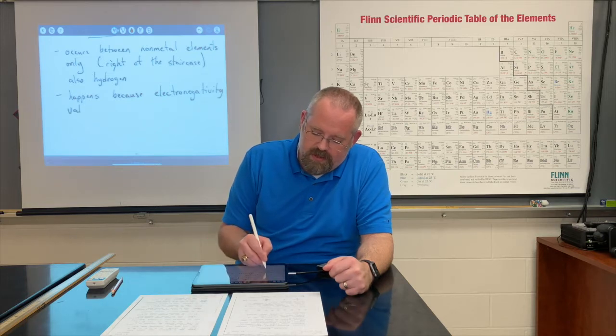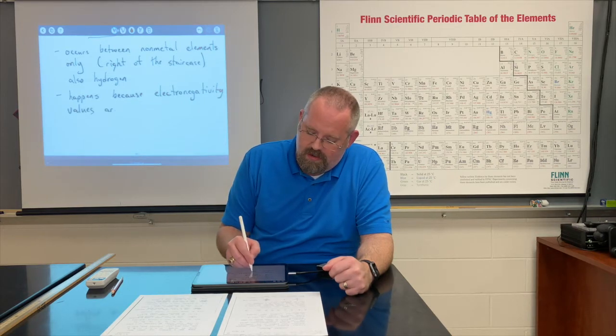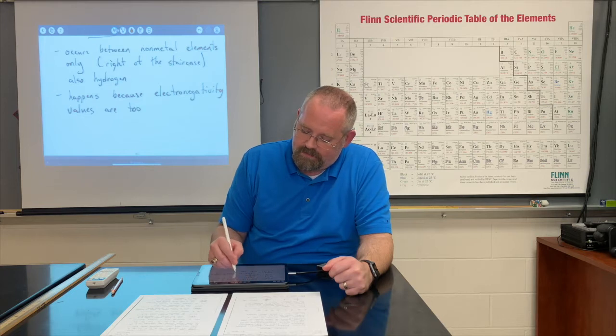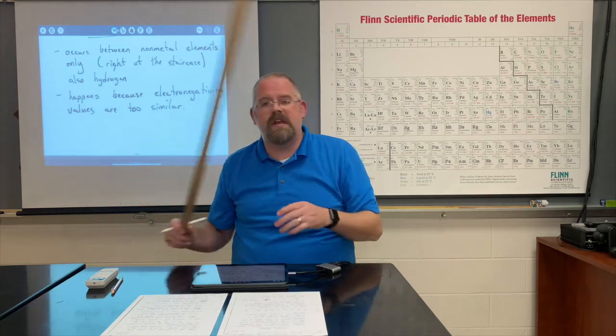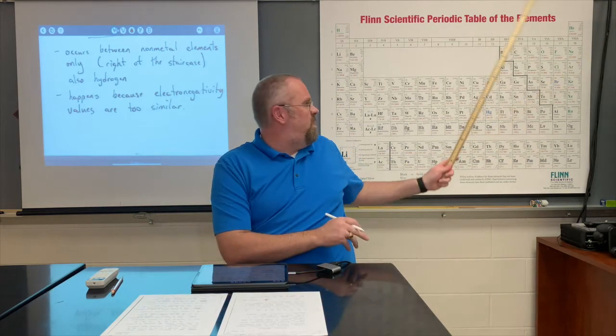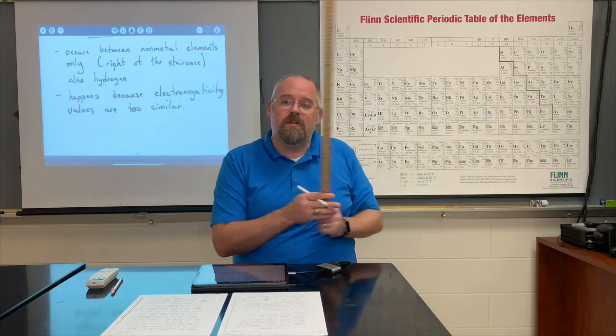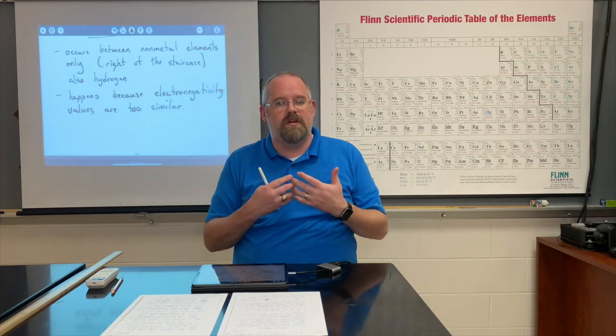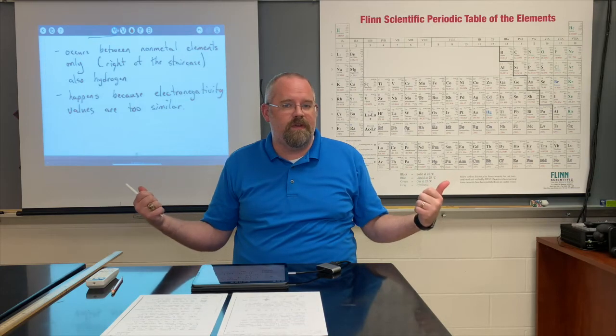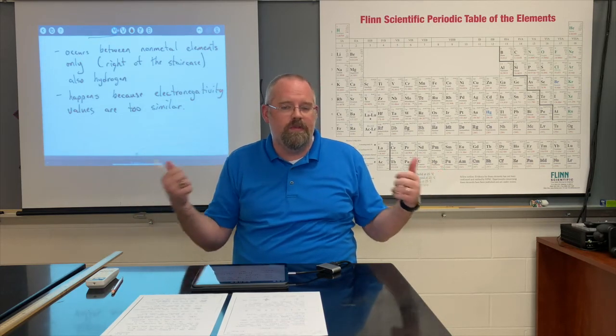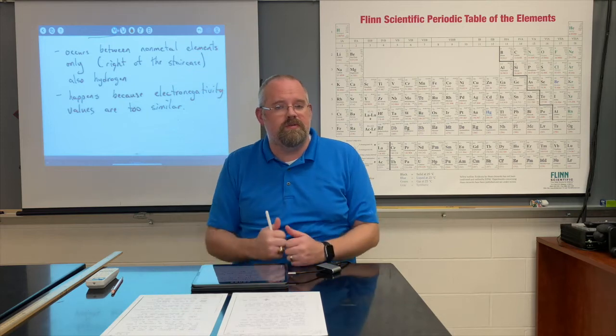Now, the reason why that covalent bonding occurs is because of electronegativity. Our electronegativity values are too similar. So if you remember, electronegativity is an atom's ability to steal electrons, okay? And it's a scale of 0 to 4, and fluorine, top right, is going to be the largest. Now, when you have two elements that are very, very different, if you have a 1 and a 4, then that 4 is going to steal the electrons really easy.